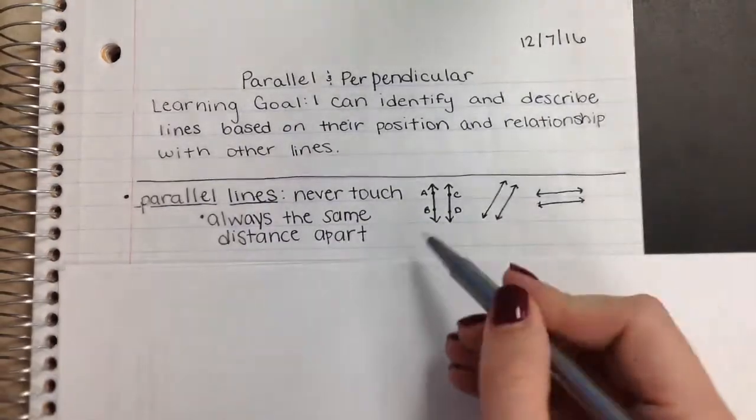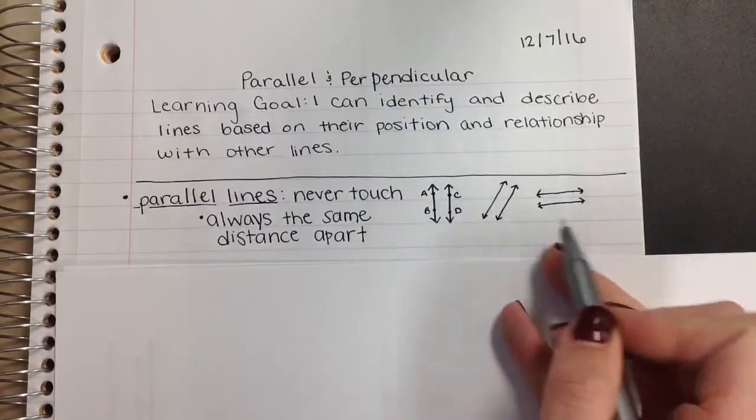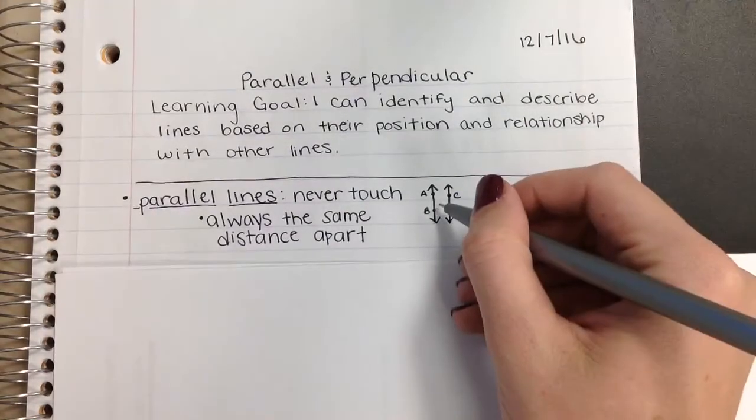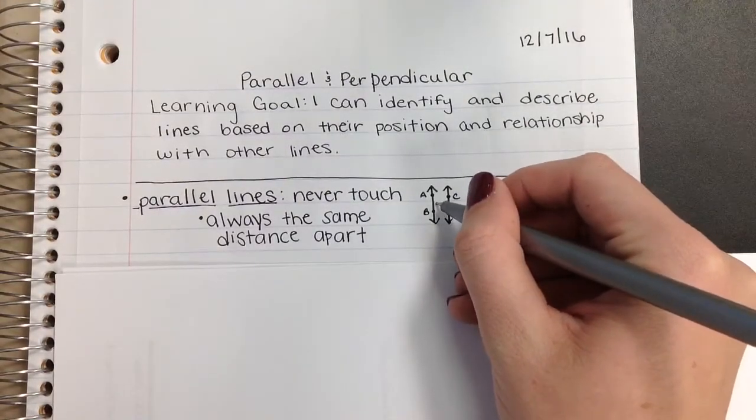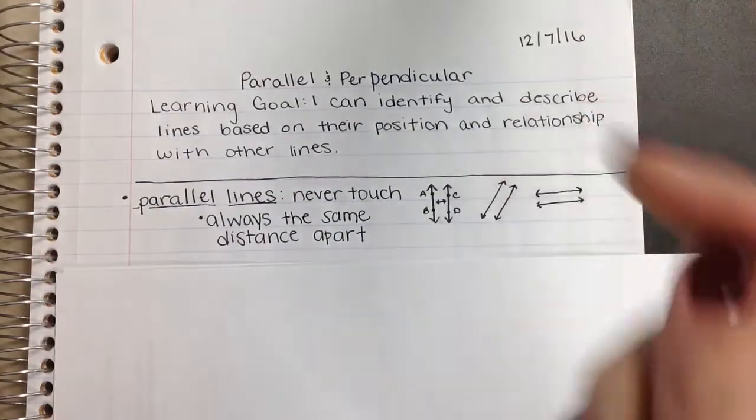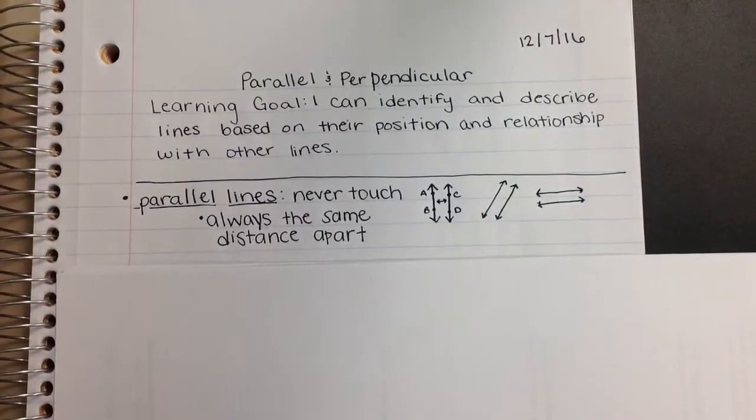So notice that I've drawn different sets of parallel lines here. They can go in any direction you want. The only thing is that they have to have the same distance between them at all times. No matter where you are on that line, they are always the same distance apart. So go ahead and pause your video, get that copied down, and press play when you're ready to begin again.